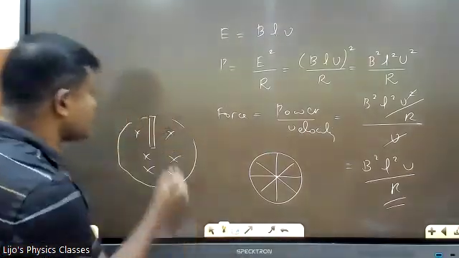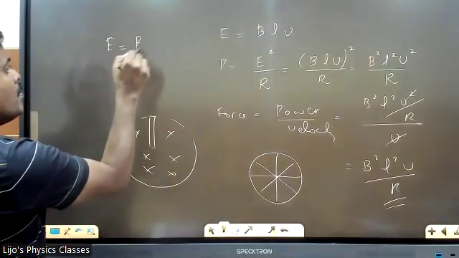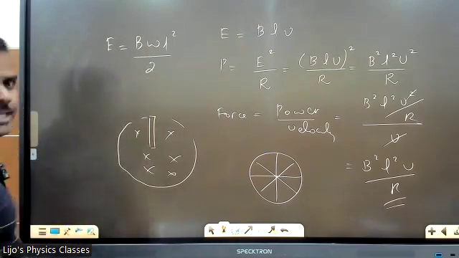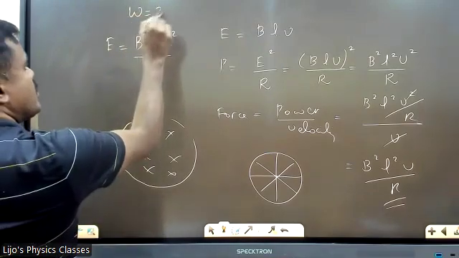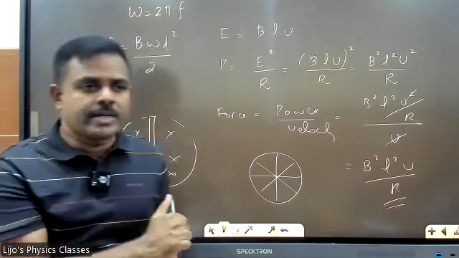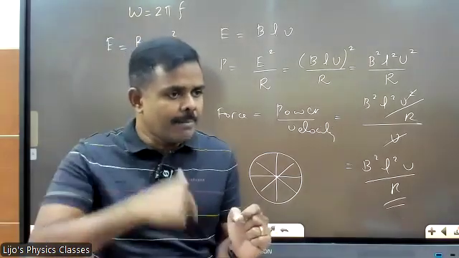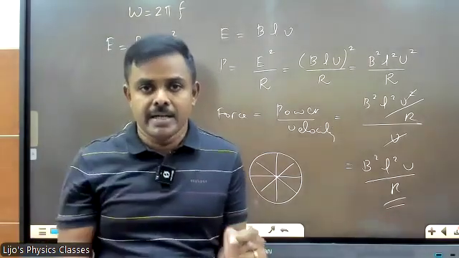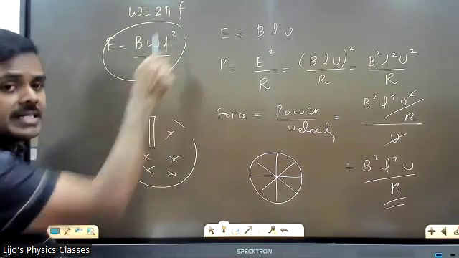For rotating conductors, motional EMF is given by B omega L square by 2, where omega is equal to 2 pi into F. Omega is called angular frequency. F is the frequency, the number of revolutions in 1 second. This derivation I will do in the end. It is given in a box.